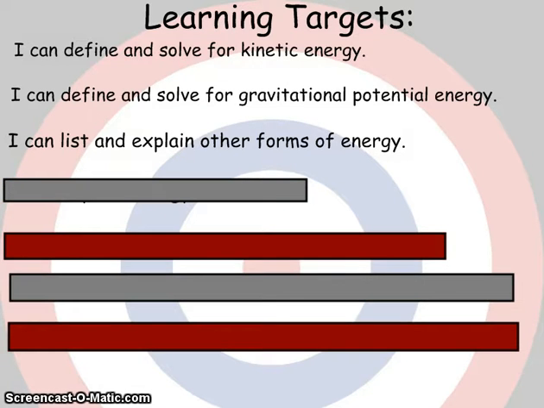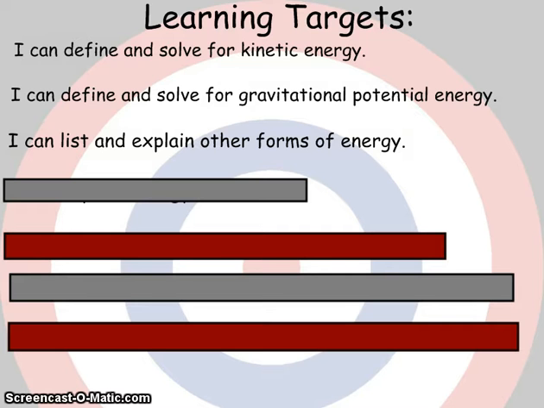Another form would be thermal energy, which is all the kinetic energy due to random motion of particles that make up an object. This would be things like heat from the sun and cooking. Chemical energy is the energy of a compound that changes as its atoms are rearranged. An example would be food or a battery.